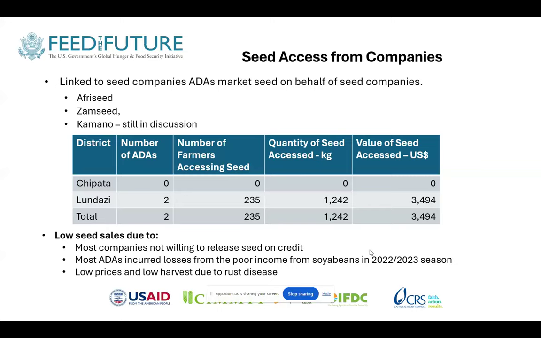Then the ADAs were just coming from incurring a loss, because they had poor income from the previous season. The rains during that season were torrential, and most of the soybeans suffered from the disease called rust. And thereafter, the prices of soybeans in Zambia were very low. Government never bought, and the prices just dropped.